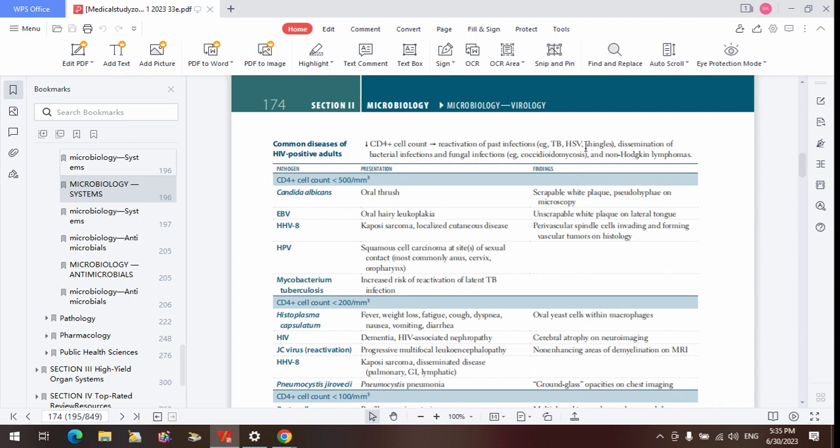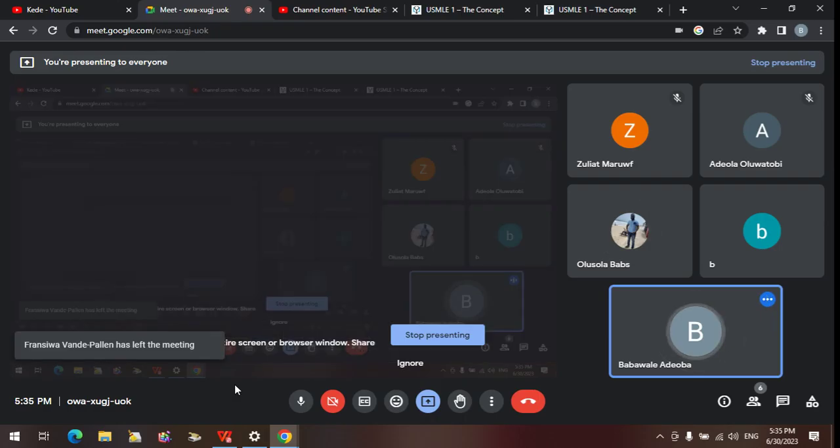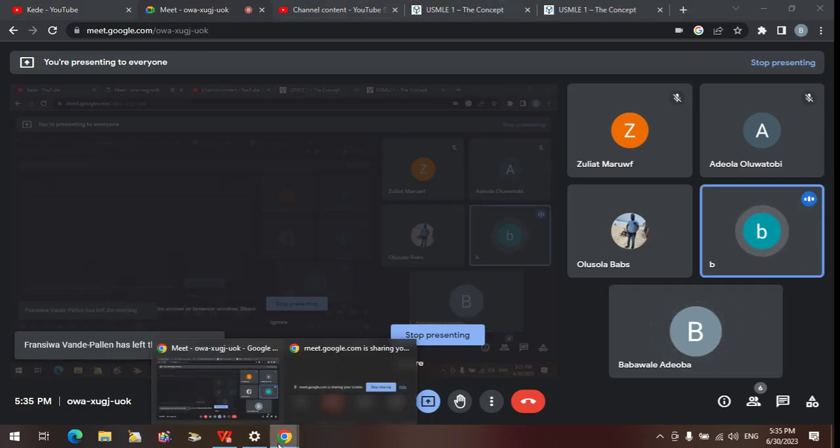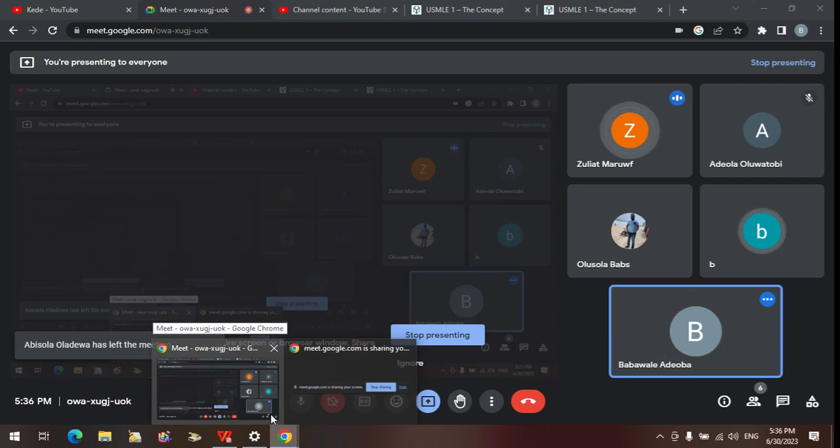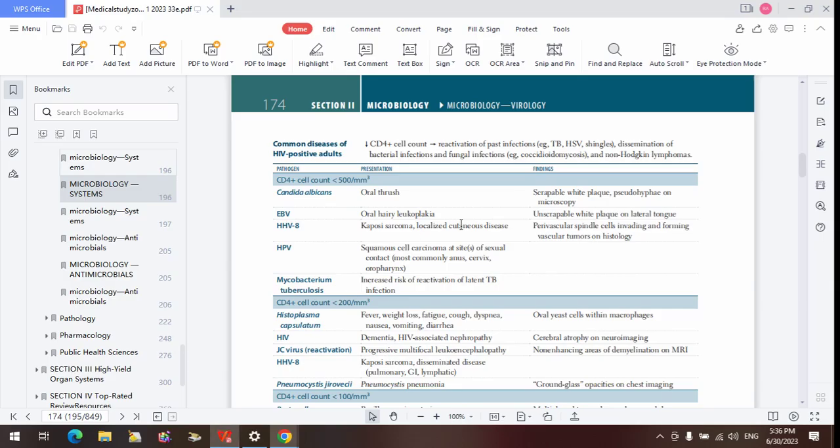If it's HSV type 2, what's it likely to come with? HSV type 2, the reactivation, it will be recurrent ulcers. Recurrent ulcers, yeah, good answers.